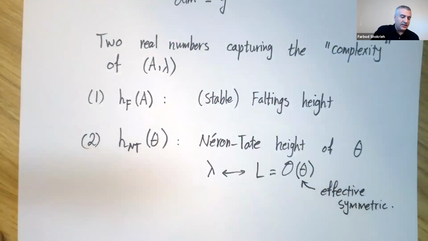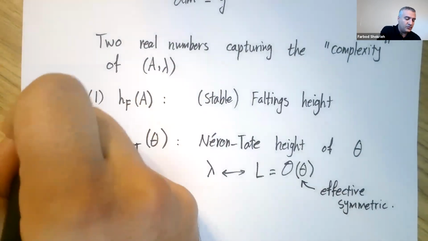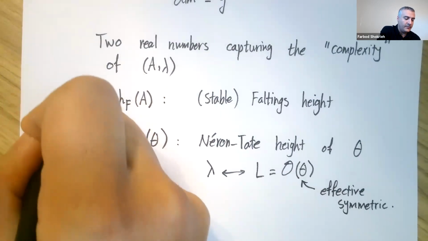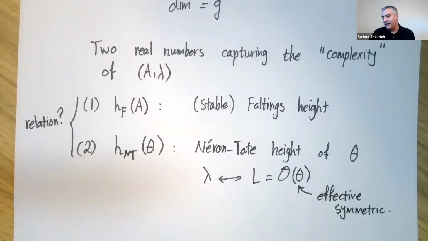And the main question that I want to study today is the relationship between these two numbers. There are different computations, and how are they related? And I will say what we have proved, and I will also give some history of the problem. But before doing that, let me say very quickly, I don't want to spend too much time on the definition of Faltings height and Néron-Tate height. Let me just say how Faltings height is defined.